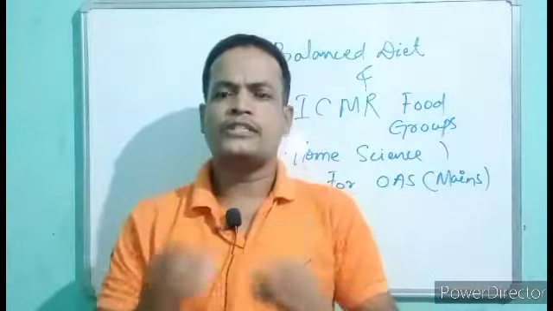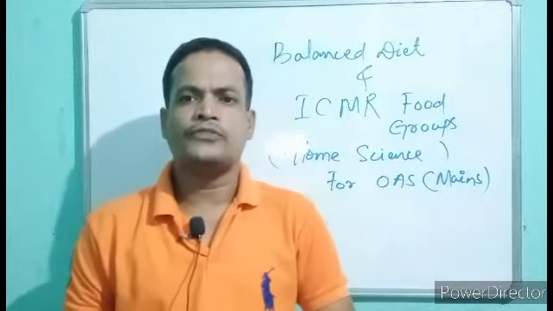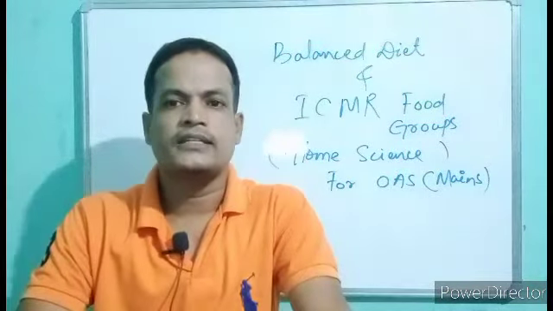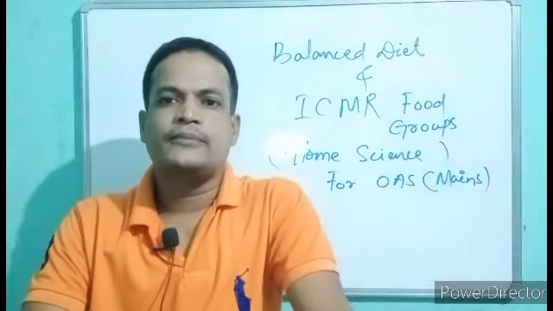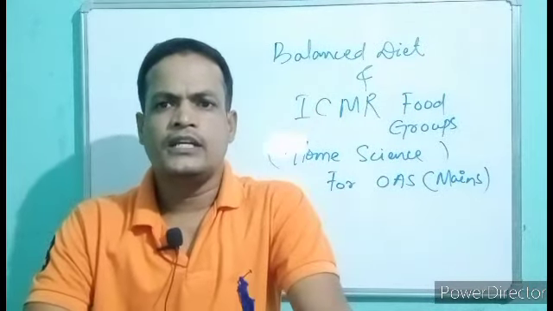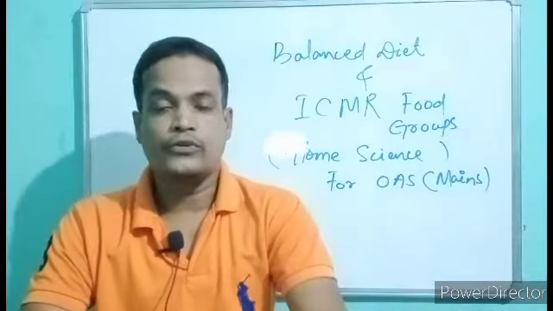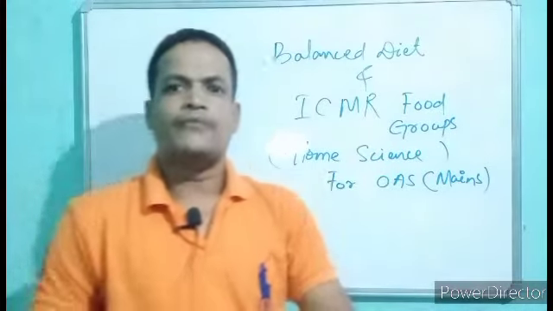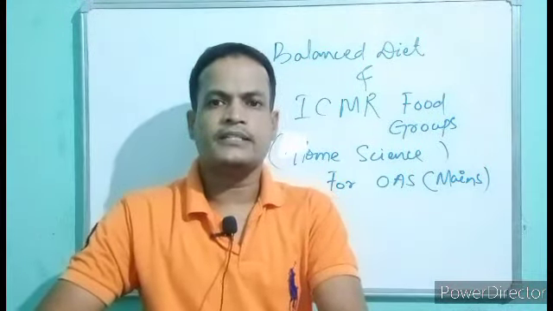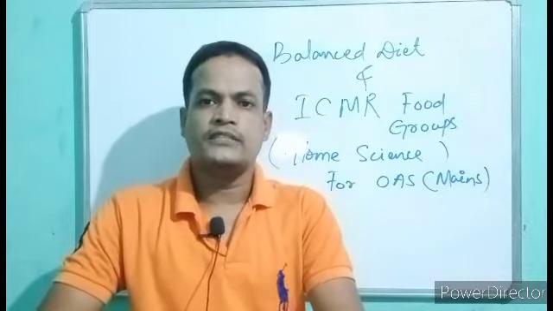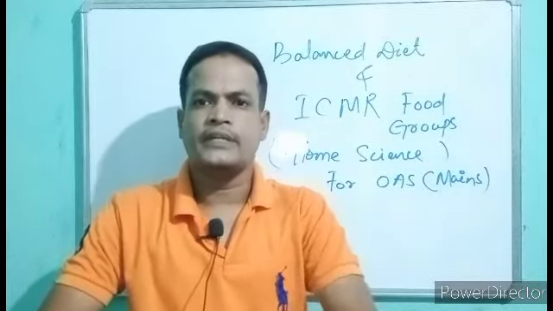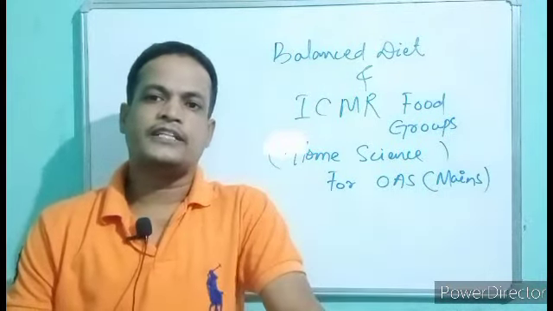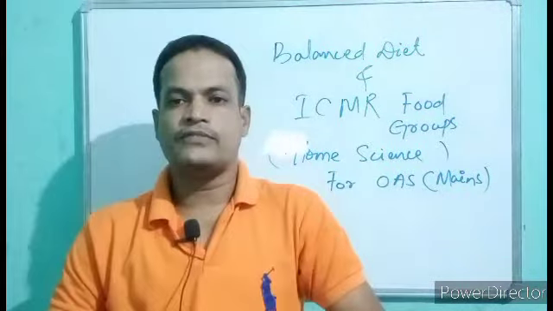Nutrients are the chemical composition of food. The chemicals which are found in the food are called nutrients. We can say carbohydrates, proteins, fats, vitamins, minerals. So there are almost seven major food components, that means nutrients. These seven are carbohydrates, proteins, fats, vitamins, minerals, plus water and roughage or dietary fiber. Roughage is otherwise called dietary fiber.